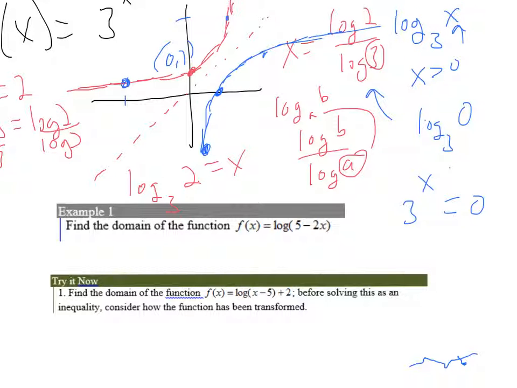So the domain is x is greater than 0. The range is all real numbers, because this goes down to negative infinity, and it goes up to positive infinity, just really slowly that way. Okay, so now what we're going to do is look at a shifted function here.